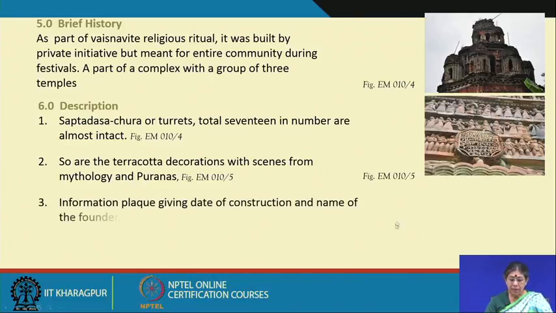Information plaque giving the date of construction and name of the founder. As I say, this is a very important part of the documentation, that this is not only a part of the decoration, it is documentary evidence. So, keeping it there in the location is absolutely important, and this has to be highlighted with proper numbering, position, location, and also a very detailed and very close photograph or image of it.